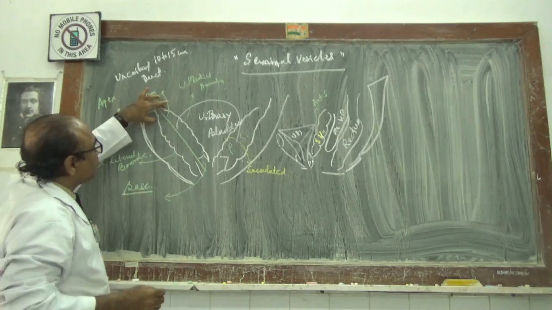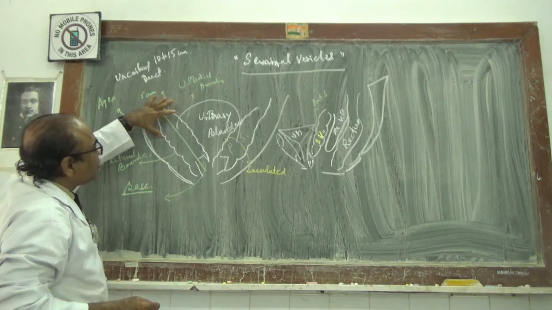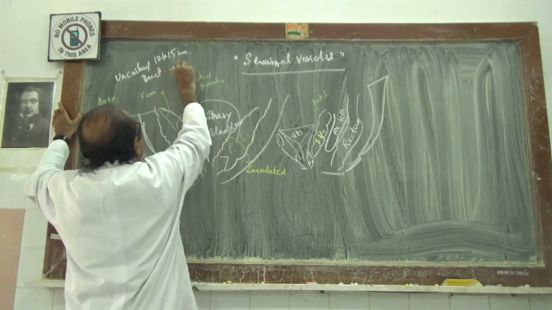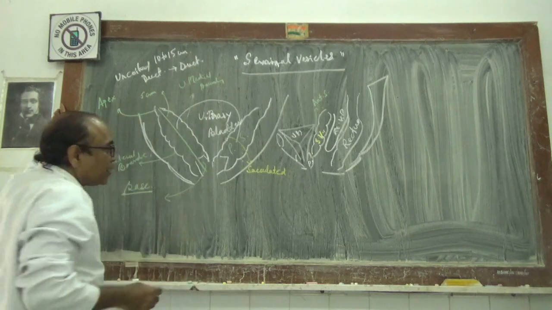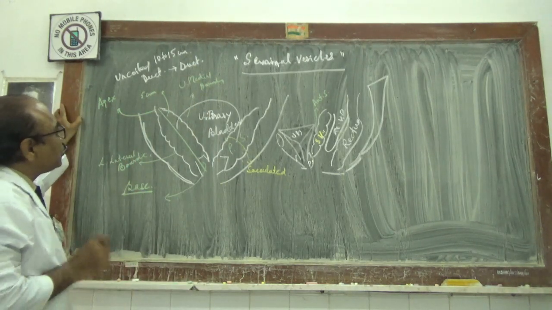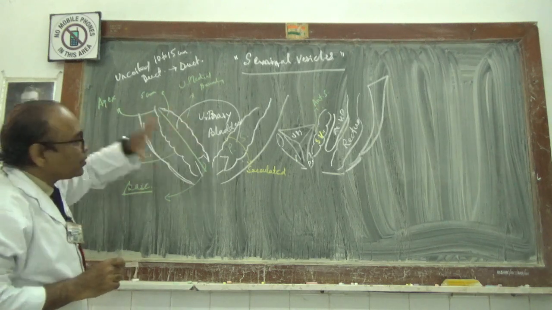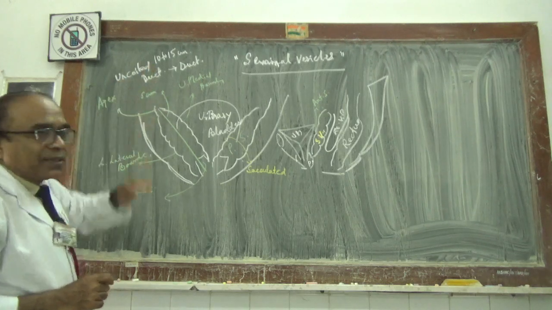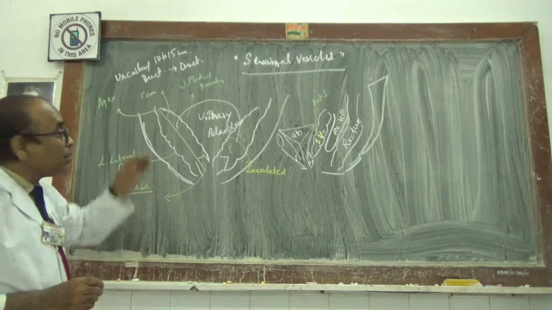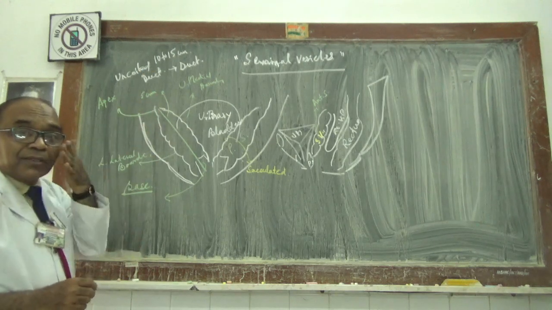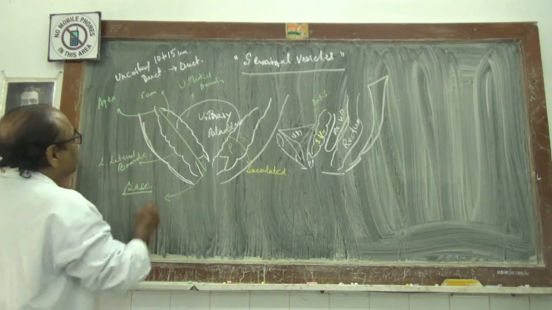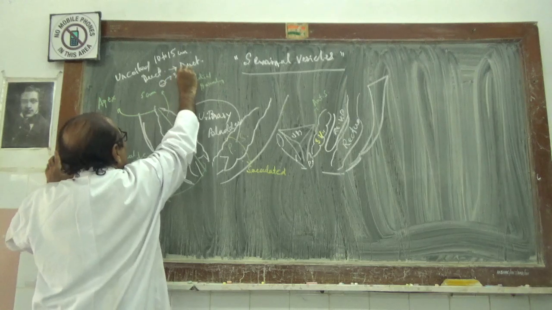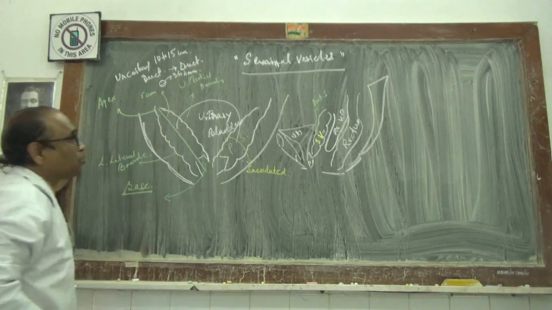It means if you separate this, it will be having a duct. The length of that duct, which has been compressed in this seminal vesicle, when uncoiled is 10 to 15 centimeters. But its diameter, as it is a duct, is 3 to 4 mm.